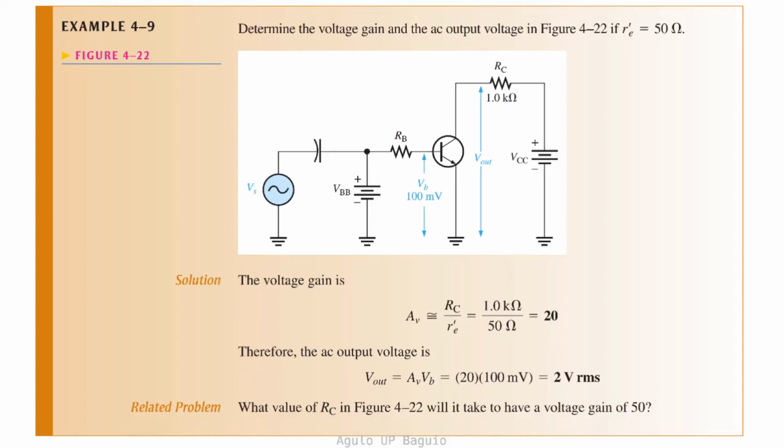Let's consider this example. Determine the voltage gain and the AC output voltage in the figure below if R'E is equal to 50 ohms. The voltage gain by definition is just RC over R'E. RC is equal to 1 kilo ohm and R'E is 50 ohms. Thus, the voltage gain is 20. The AC output voltage is therefore equal to the voltage gain times the base voltage. Since the base voltage is 100 millivolts and the gain is 20, the output AC voltage is 2 volts RMS.